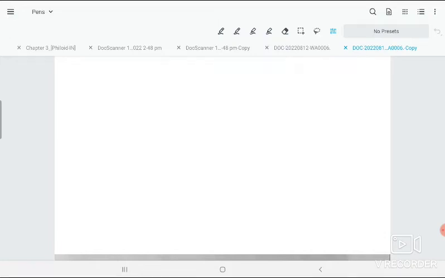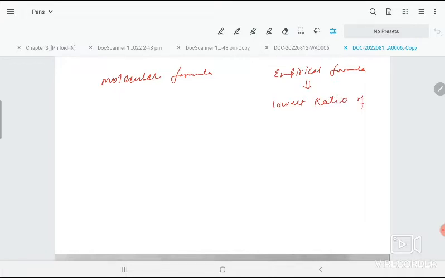Understand that is molecular. Firstly you see the molecular formula, and second one is empirical formula. Okay, empirical formula. Now what is empirical formula? Lowest ratio of atoms in one molecule of compound, right? Now you can go for the molecular formula.